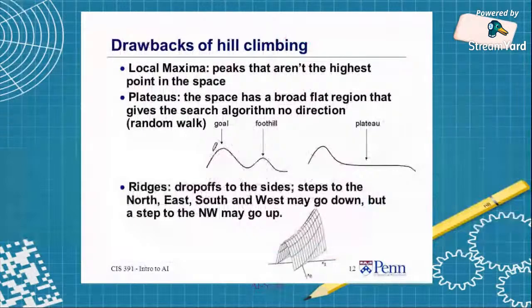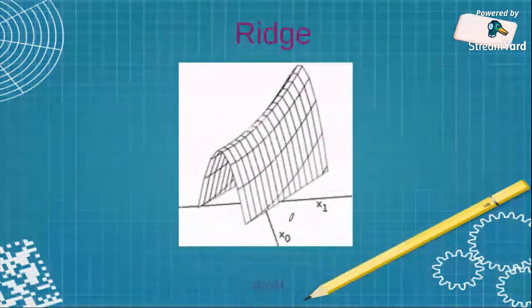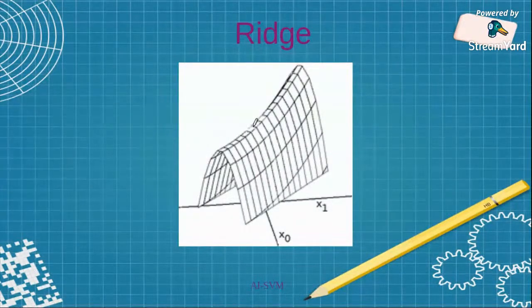plateau. So you are here and you move this way. This way doesn't make any sense, or it can be a ridge. Ridge is something like this. So the problem with this is, if we are working in the four directions, east, west, north, south, then you be anywhere here, you be anywhere here.